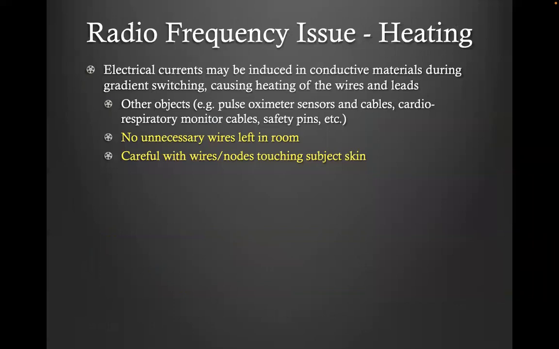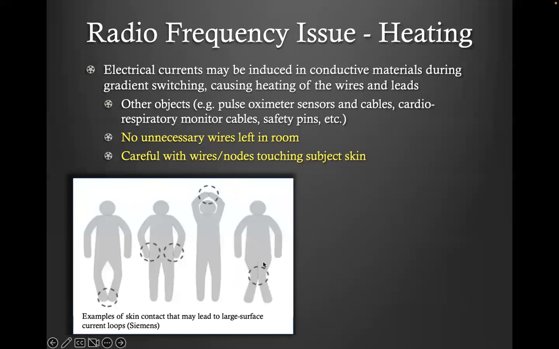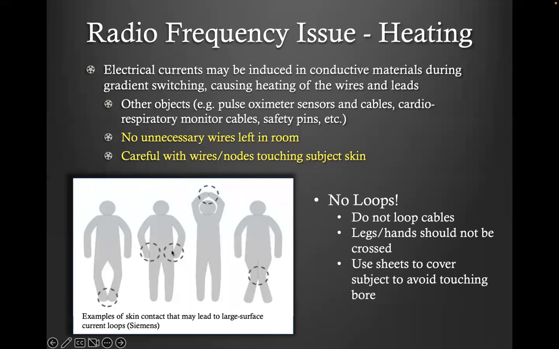A little more about the electrical current induced in these conductive materials or wires. We need to have no unnecessary wires left in the room, and we need to be careful with wires and nodes touching the subject's skin. Also, no loops. You don't want the person's feet causing a loop, because the human body is a conductive material. If you have to leave wires there, don't make loops, just make them zigzagged. And you don't want the person to create loops within their own body, which could also cause local burns.